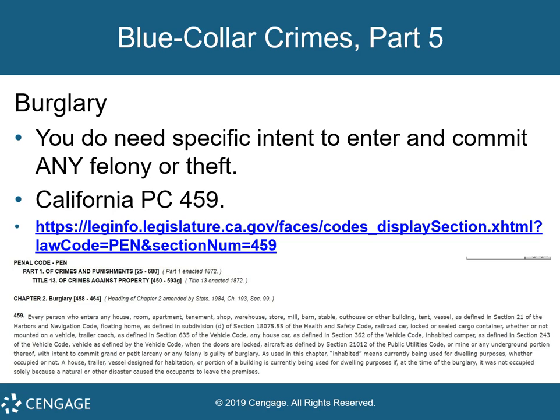And I actually put the section down at the bottom here so you can read what it is, because it's not just a house. If you look at the section, every person who enters any house, and this is the evolution part, room, apartment, tenement, shop, warehouse, store, mill, barn, stable, outhouse, tent. So if you're camping and someone goes into your tent, all of these things can be construed as burglary. So again, it doesn't have to be at nighttime. It can be at any time.